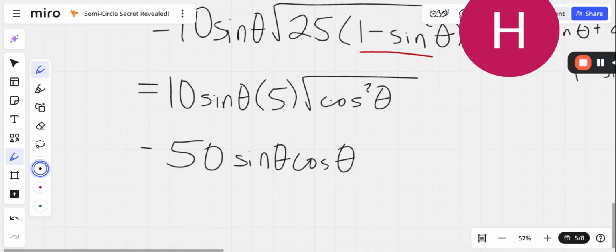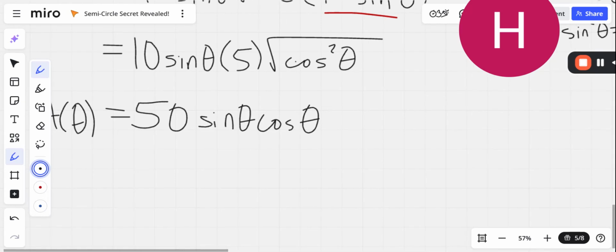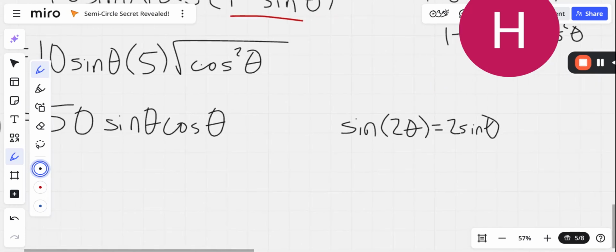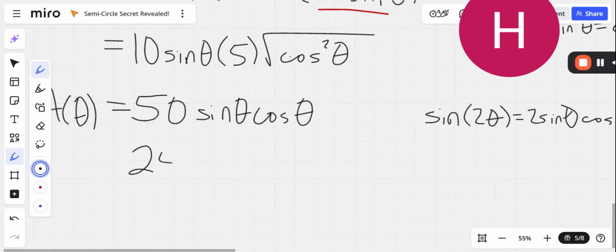How does this help us? This is still the area formula. It's just in terms of theta now. Well, we can now use the double angle formula for sine. The double angle formula, if you forgot it, is sine of 2 theta equals 2 times sine of theta cosine theta. So if we multiply both sides by 25, you'll see that this simply turns into 25 sine of 2 theta.